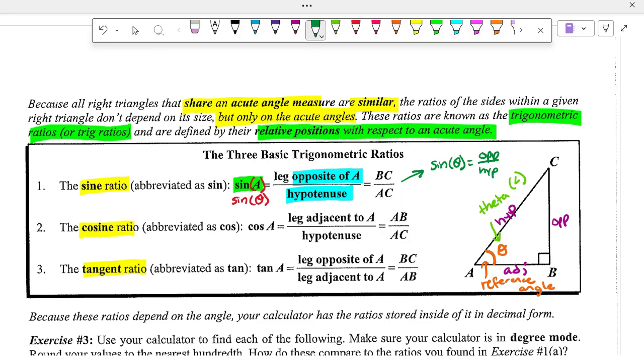Cosine, which we see as cos, although we always say cosine, don't ever say sin or cos or tan, just say cosine, of A, talking about the angle measure, so you can also see it as cosine of theta. That is the adjacent leg of A over the hypotenuse. In this case, it would be AB over AC. So to simplify, cosine of theta is equal to adjacent over hypotenuse.